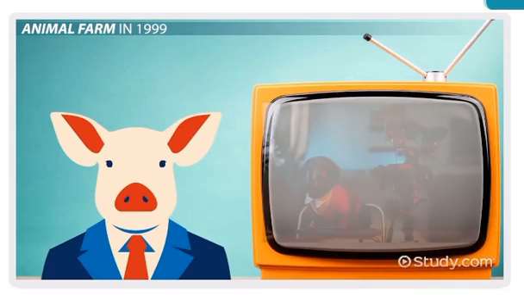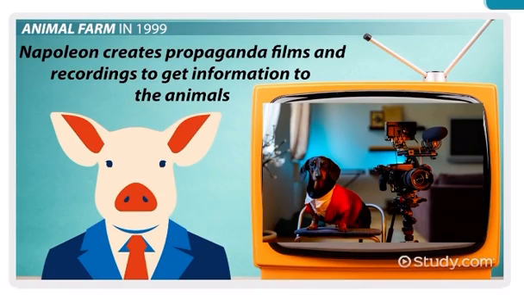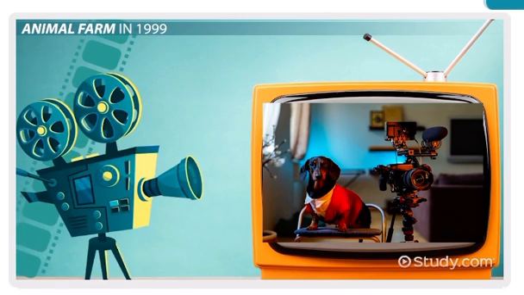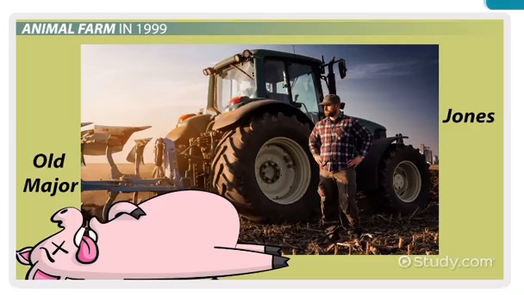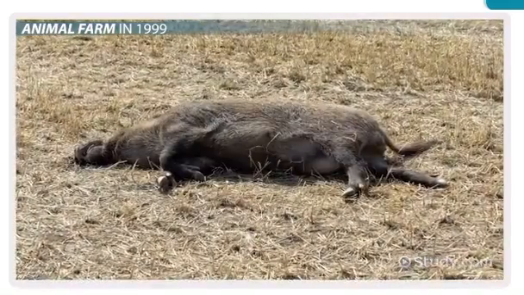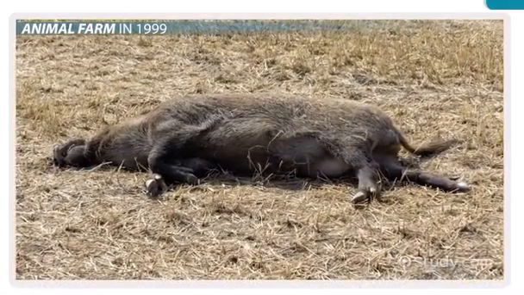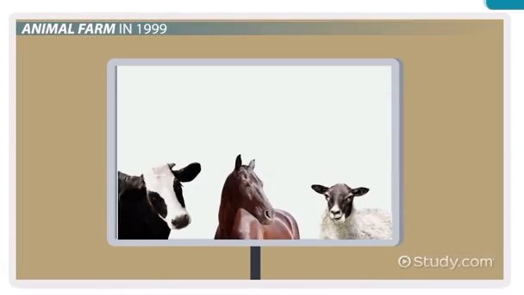The biggest plot difference is when Napoleon creates propaganda films and recordings to get information to the animals. This element is a major part of the film, but it's not found anywhere in the novel. Another difference is that Jones kills Old Major in this version, whereas in the novel, he just dies of old age. Another difference is the ending.